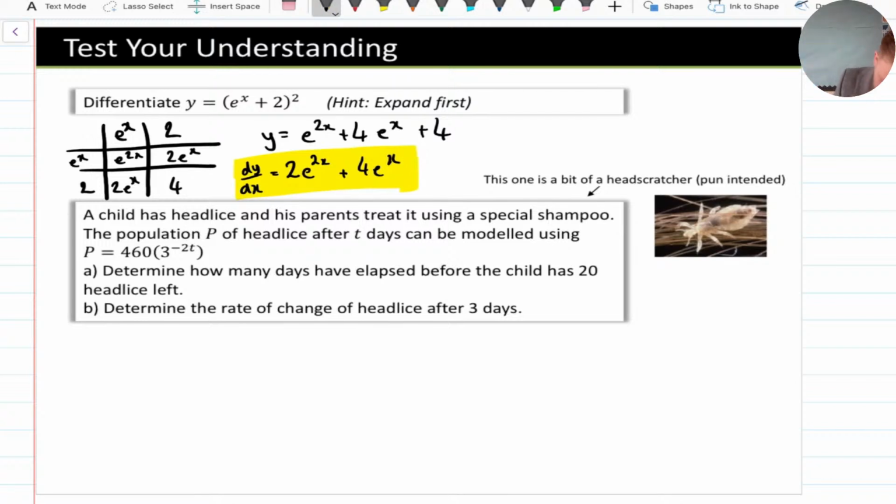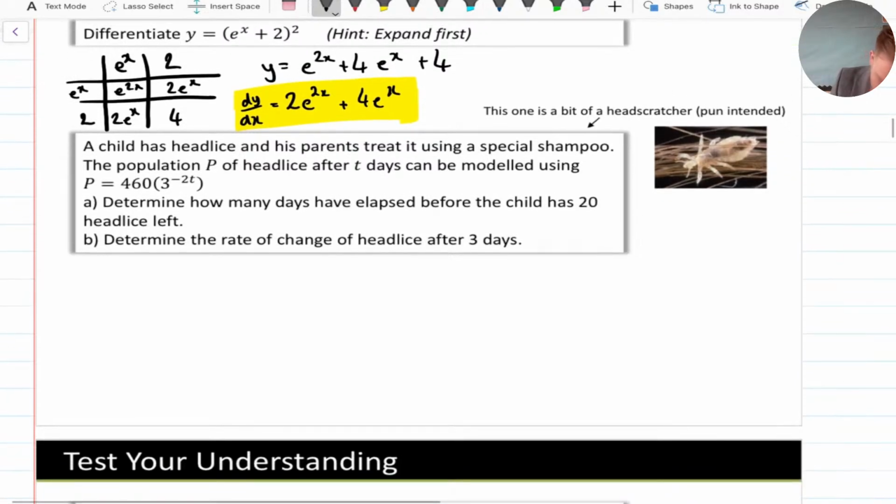This next one's probably the harder one. So, the child has head lice and his parents are treating it using a special shampoo. The population of head lice can be modelled using this model here. Determine how many days would elapse before the child has 20 head lice left. So we're trying to find the time in days when the population is only 20 head lice. We're not trying to find the rate here, we're just trying to find out what our time is, knowing that the population is 20.